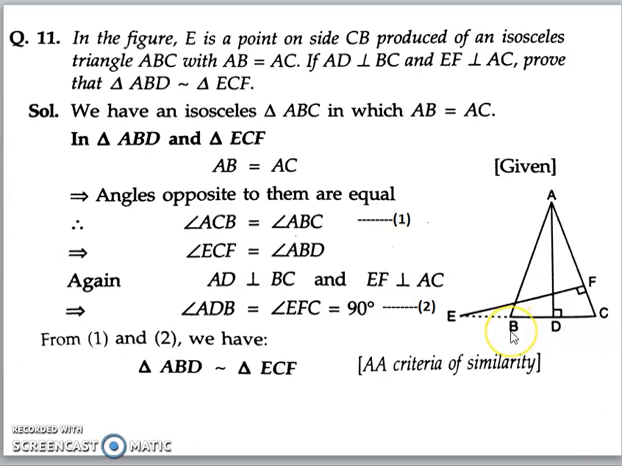So for proving similarity of ABD and ECF, you will use these two angles as equal parts. One is this angle opposite to equal sides, they are equal, ACB and ABC, and ECF and ABD are 90 degrees each. So therefore by AA criteria, ABD and ECF will be similar.